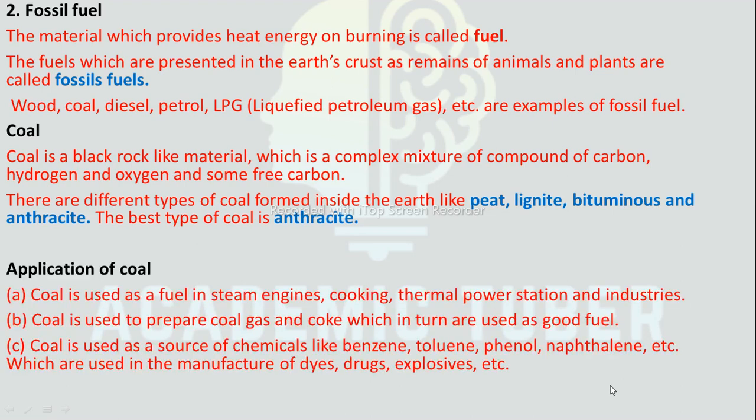Now we are going to discuss some of the applications of coal. Coal is used as fuel in steam engines, cooking, thermal power stations and industries. Coal is used to prepare coal gas and coke, which in turn are used as good fuel. Coal is used as a source of chemicals like benzene, toluene, phenol, naphthalene, etc., which are used in the manufacture of dyes, drugs, explosives, etc.